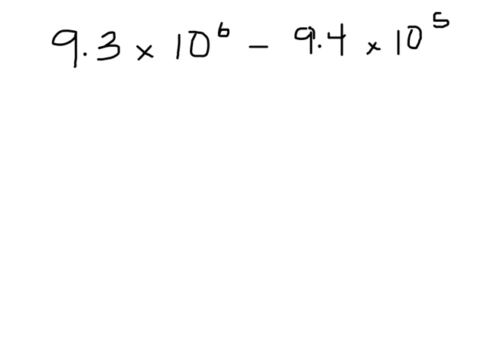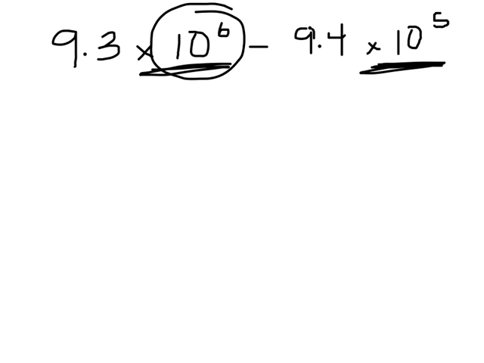In this case, my exponents are not the same. 9.3 times 10 to the 6th minus 9.4 times 10 to the 5. Now, what you should remember about these: this 10 to the 6th says that my coefficient is being multiplied by 10 times 10 times 10 times 10 times 10 times 10. Or a simple way to think about it is that there are going to be 6 numbers to the right of the number that's in the ones place.